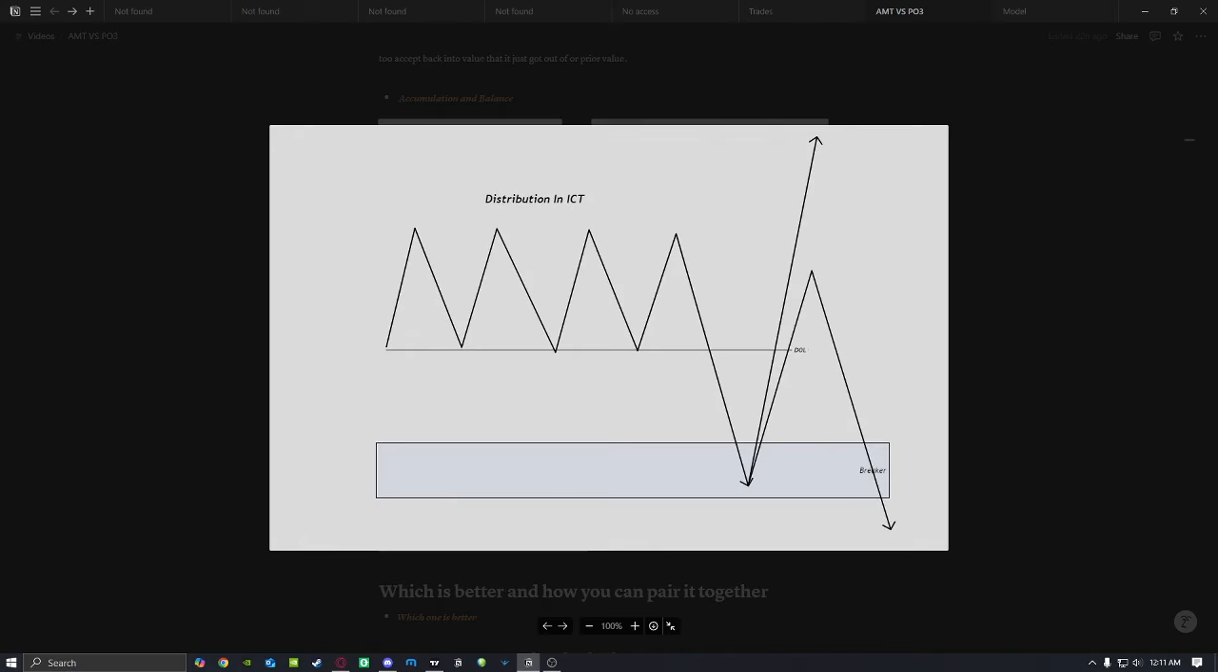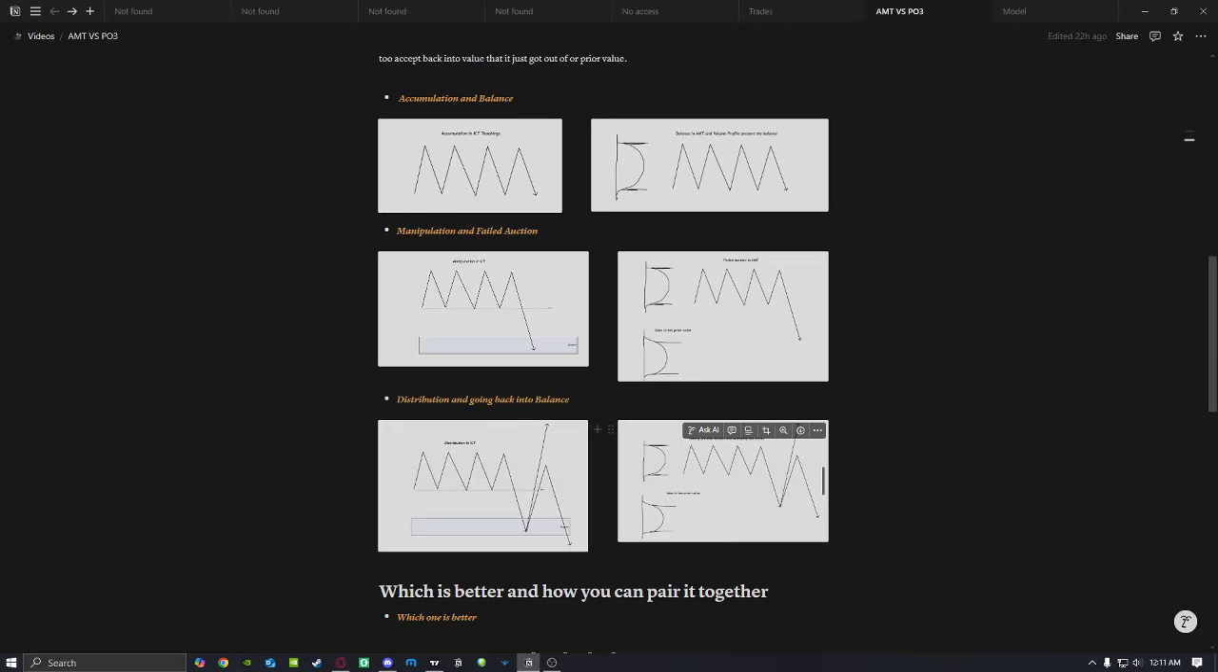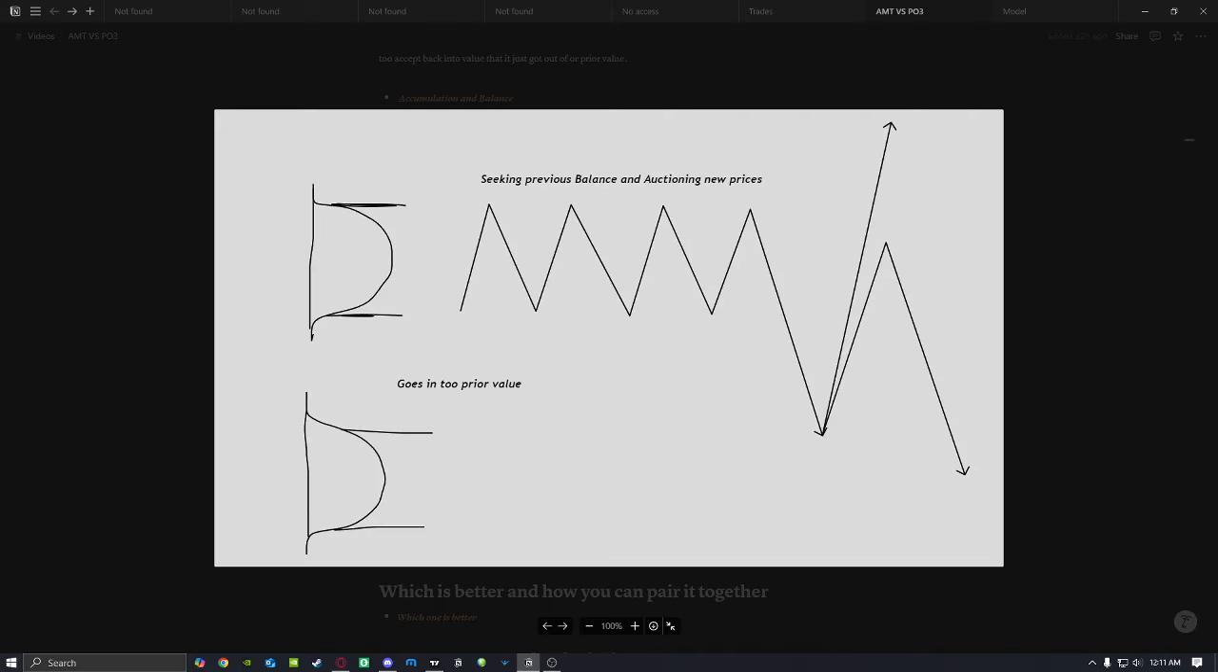So we have two scenarios actually. We have our accumulation, which is right here. We have our breaker, which is our manipulation, and we have our distribution. So it can either distribute up to find new prices, new auctioning, or we could react off of this middle zone of the accumulation and reject lower. And same thing with AMT, the exact same thing. It could either go to this balance or shelf right here and react off of it, or it'll go to prior value, which is right here, and reject lower or go higher to seek new prices.